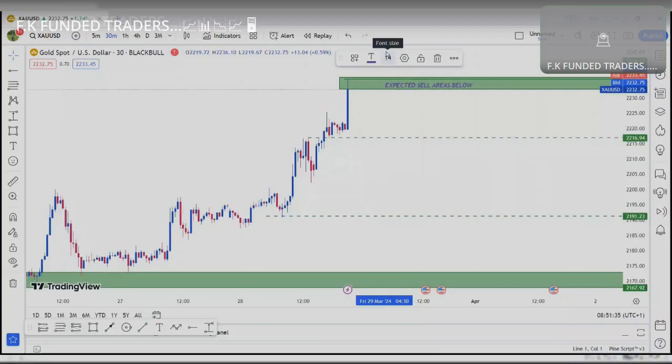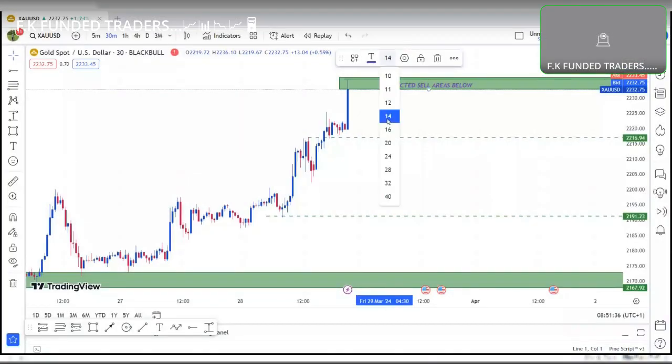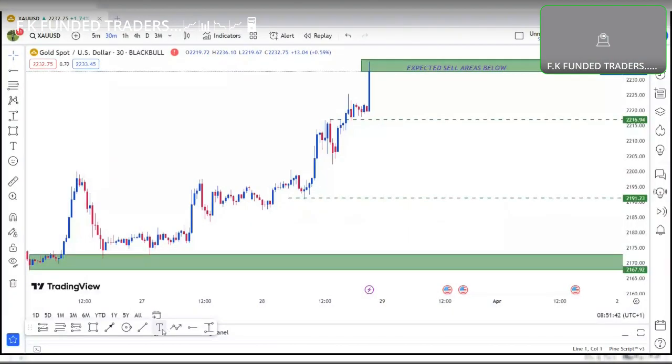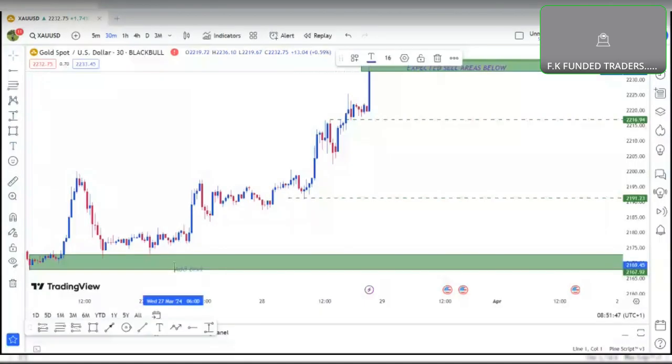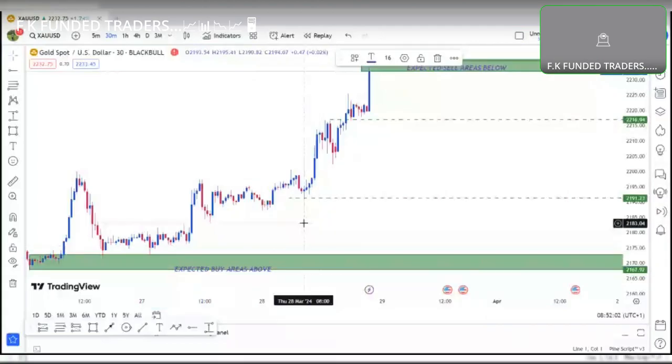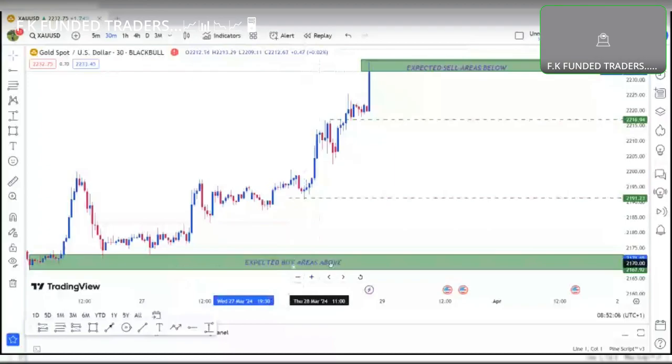Those who have been following my work for 2 years in my public channel can find me drawing something of the same kind there. Then you have the expected buy area, expected buy areas above. For this one, you can even make it a strong one because you have the previous data of it. You can say expected strong buy area above because you have the data about it.